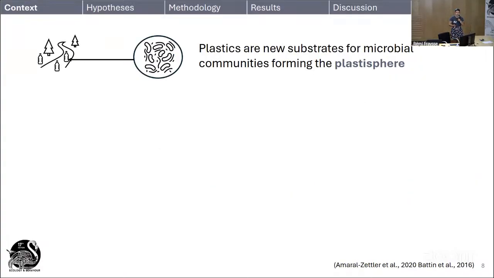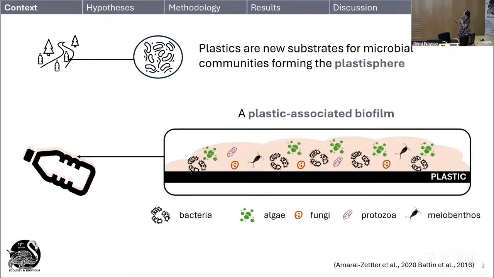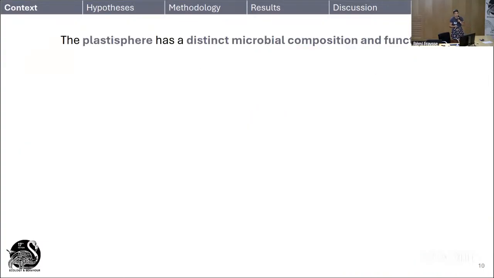So these plastics in the environment are a new substrate for microbial communities to colonize and form the plastisphere, which is a plastic-associated biofilm. It's a community of microorganisms like bacteria and algae that live together in a matrix in addition to a surface, in this case plastic. This plastisphere, so this specific biofilm, has a distinct microbial composition and functioning.